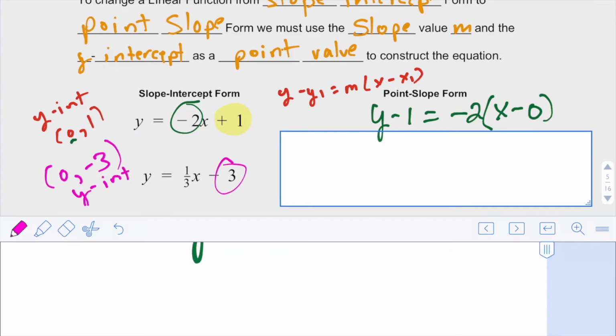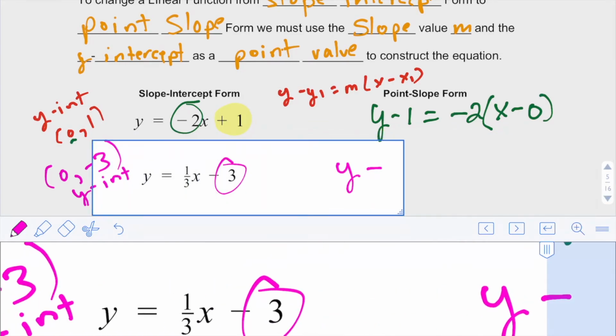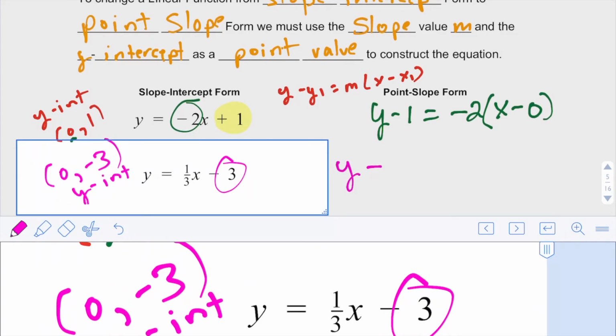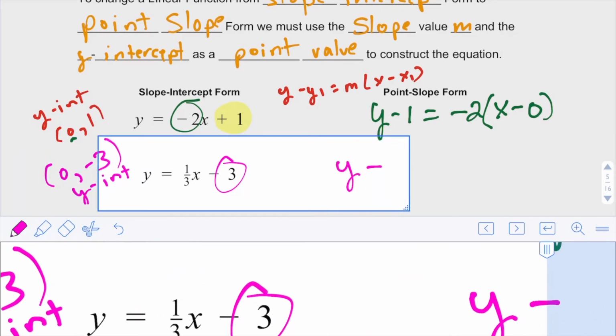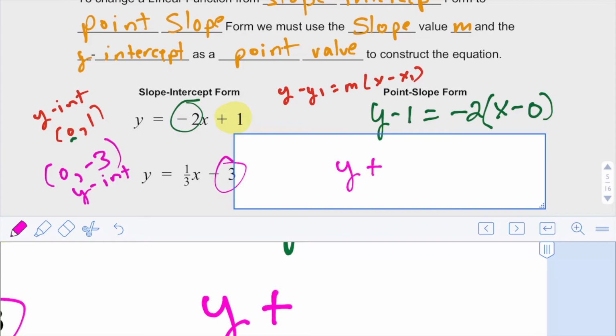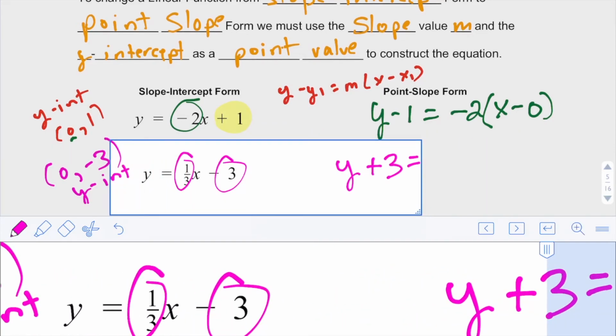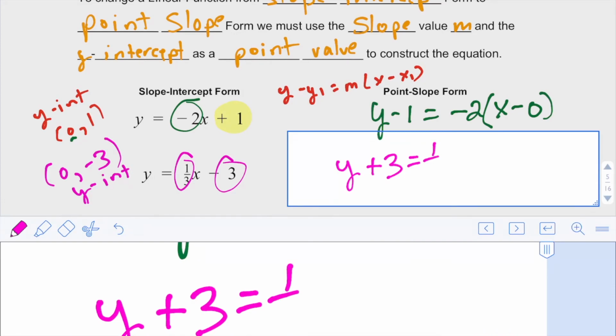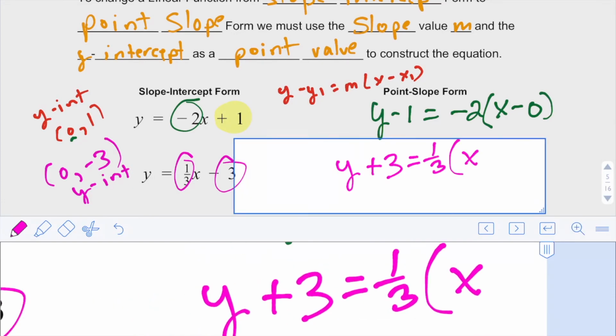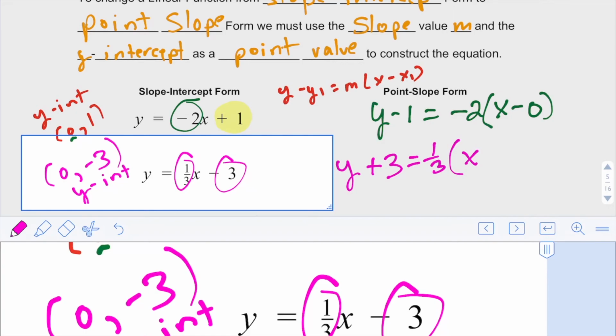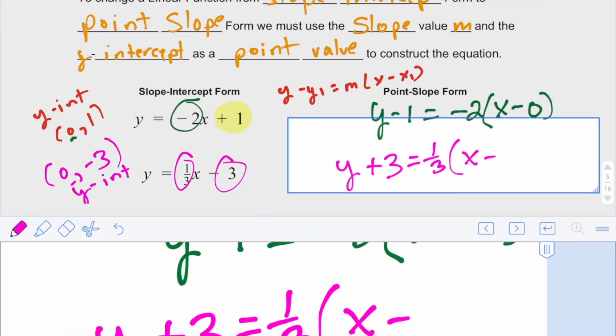We're going to come over here and we're going to write in point-slope form y minus, well, y minus negative 3 is going to be y minus a minus. So, because we're using our y value, it's going to be y plus 3 equals, and then our slope, again, is right here, the 1/3. So our slope is going to stay out here, and then it's going to be x, well, our x point is this 0 right here. So it's going to be x minus 0.